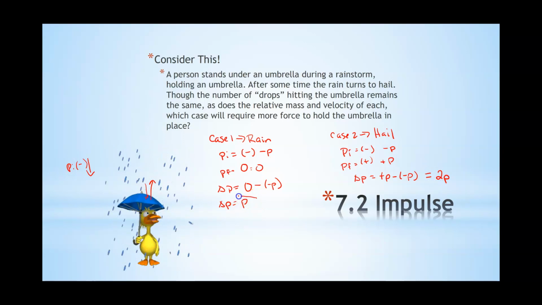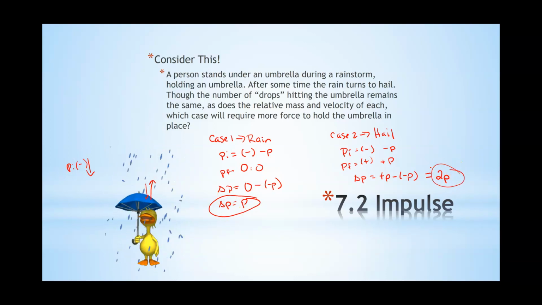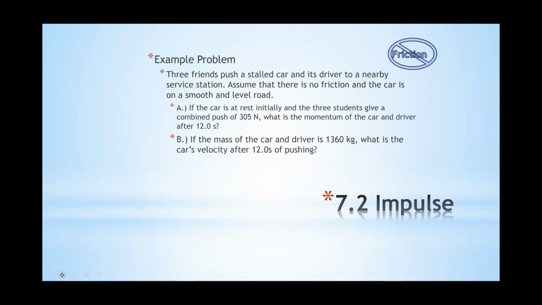So when something comes to a stop, it is a much smaller change in momentum than if something bounces. That is the one big takeaway here. If something comes to a stop, it is a smaller change in momentum than if something bounces. We're going to look at another example problem here.